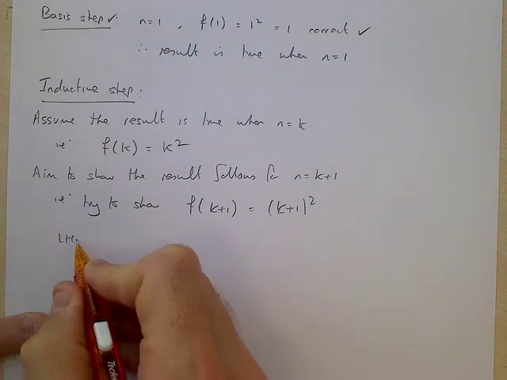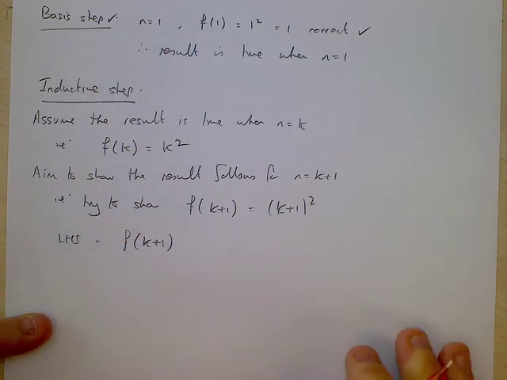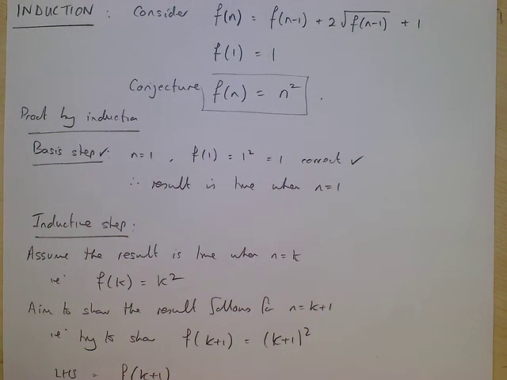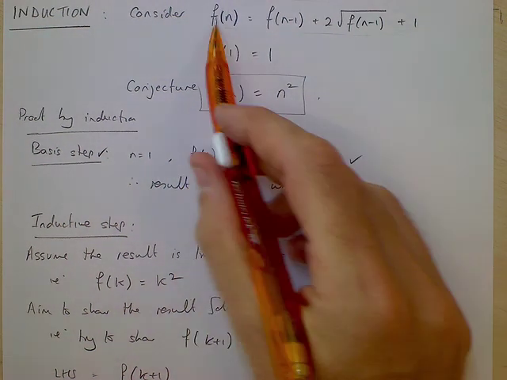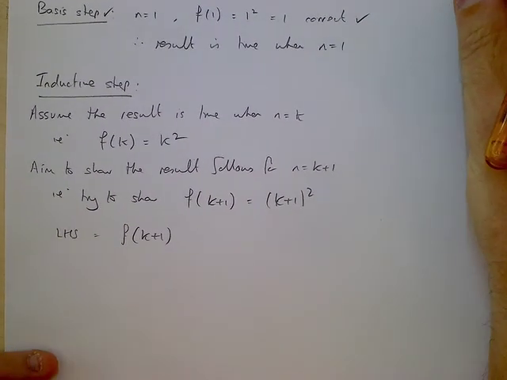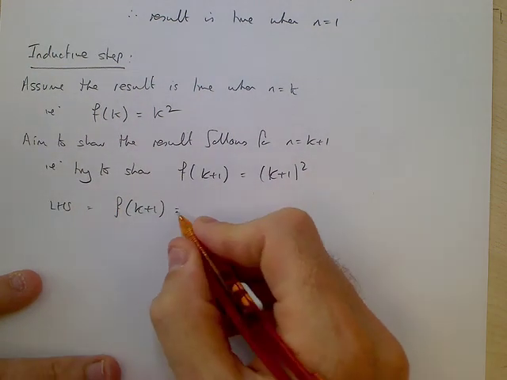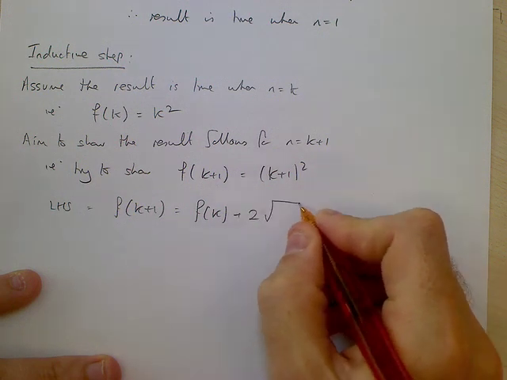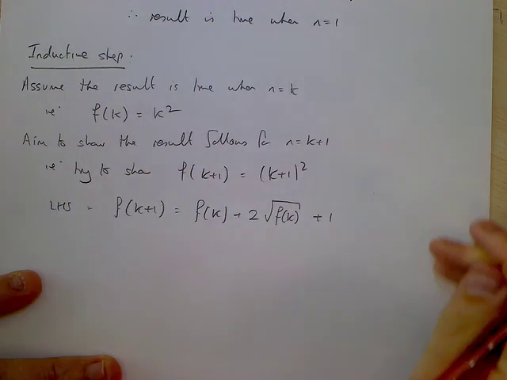Our left hand side is equal to f of k plus 1. Now I think, how am I going to proceed? Well, this is where I'm going to use the definition that was given at the top. f of k plus 1 I can work out in terms of f of k using that relationship there. So f of k plus 1 is going to be f of k plus 2 lots square root f of k plus 1.